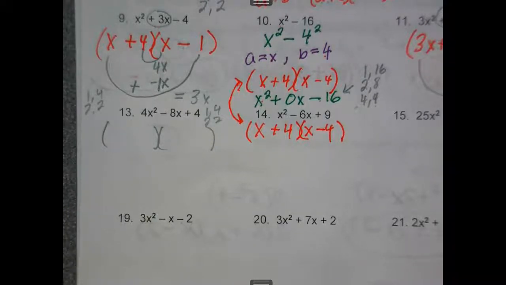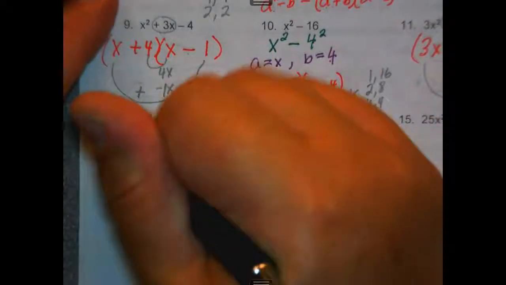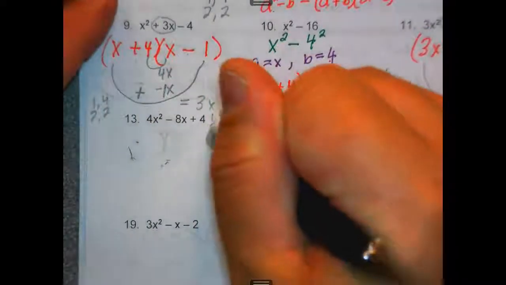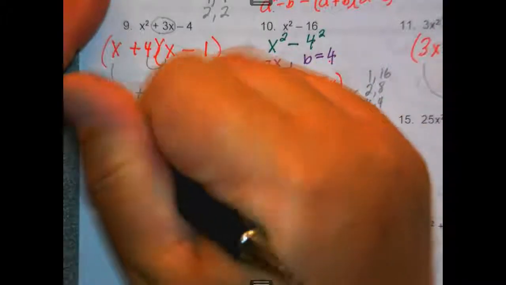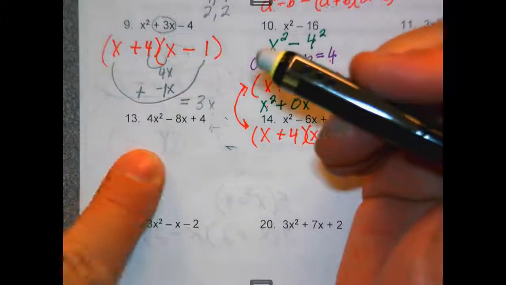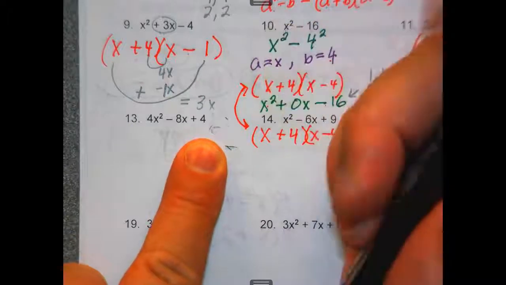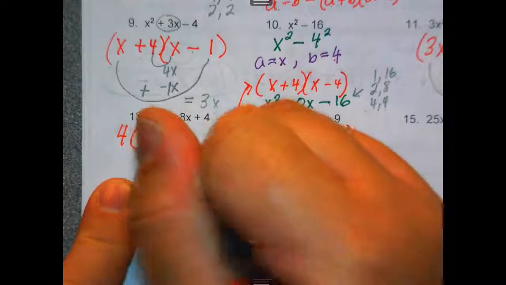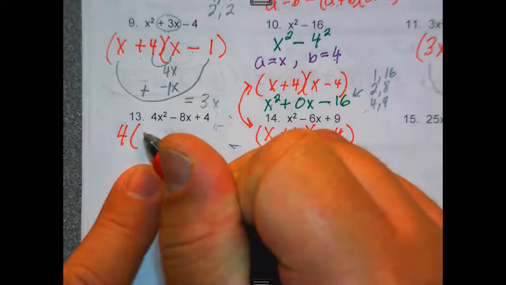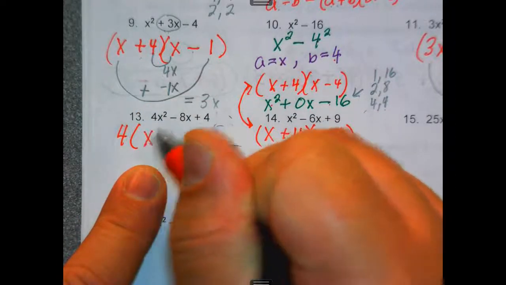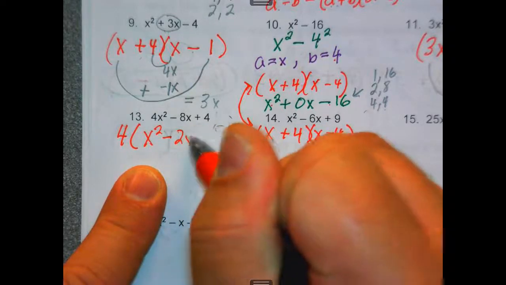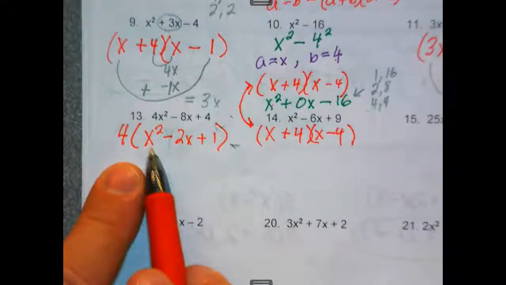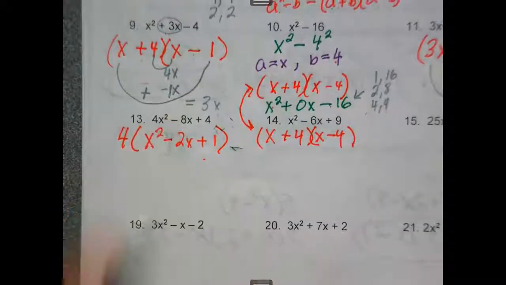Oh, I got an idea. Say it. Common factor. Is there a common factor I can take out first? Look at 4x squared, 8x, and 4. Can I take out a common factor? I can take out a 4. What am I left with? Very good. Isn't this a lot easier to factor than 4x squared minus 8x plus 4?